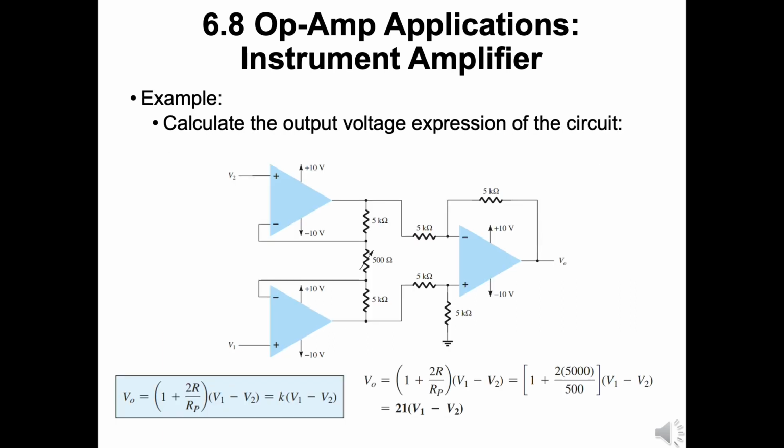Here is the example for this instrument amplifier. We need to calculate the output voltage. Based on the equation in the previous slide, we will have the output voltage as 21 multiplied by V1 minus V2.